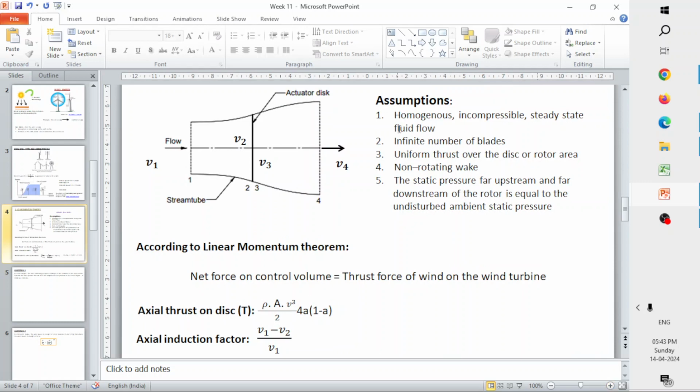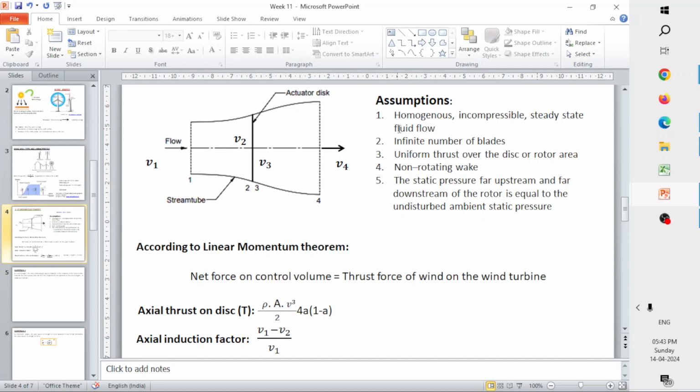I hope you remember what we discussed. The word incompressible means that the density does not vary as a function of time or as a function of temperature or pressure. Then we talked about the steady state fluid flow, where there is no variation of the flow of the fluid with respect to time. After that there were totally three different assumptions. One assumption was that there will be an infinite number of blades. Second assumption was a non-rotating wake formation in your airfoil.